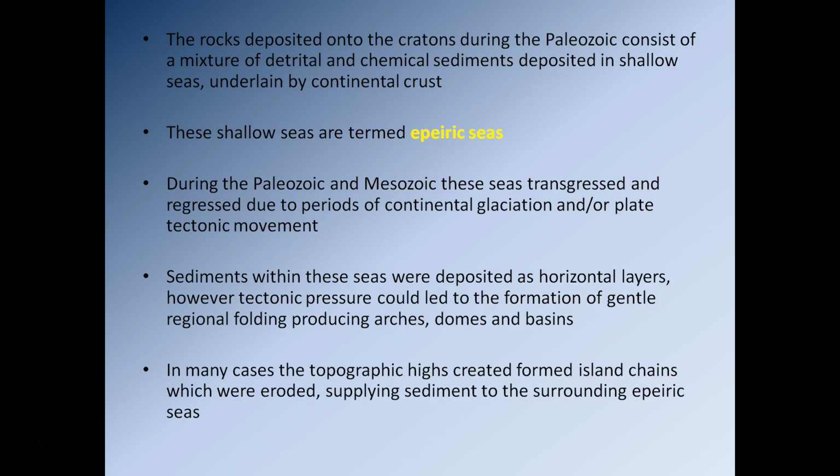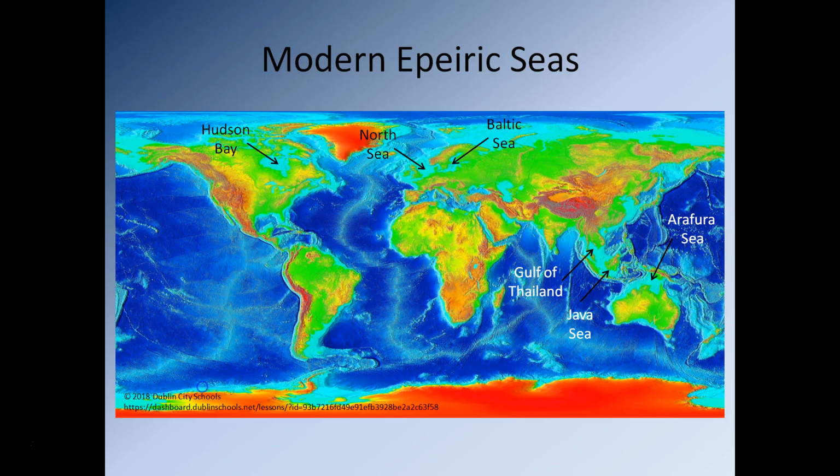Sediments within these seas would have been, of course, deposited as horizontal layers. However, tectonic pressure could lead to the formation of gentle regional folding, producing features like arches, domes, and basins. So bear in mind, it would have been nice horizontal sheets, but during that time there would have been tectonic forces going on that would have caused these horizontal layers to warp. In many cases, the topographic highs created will form little island chains, and these would be eroded, and that would supply sediment into the surrounding Epeiric seas.